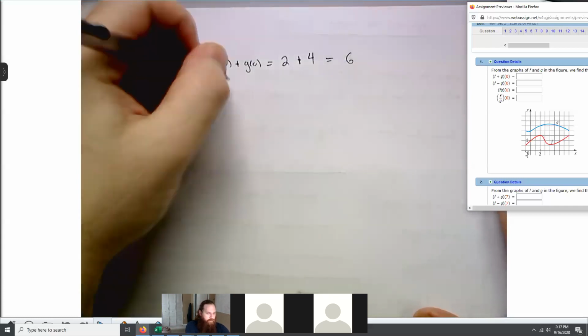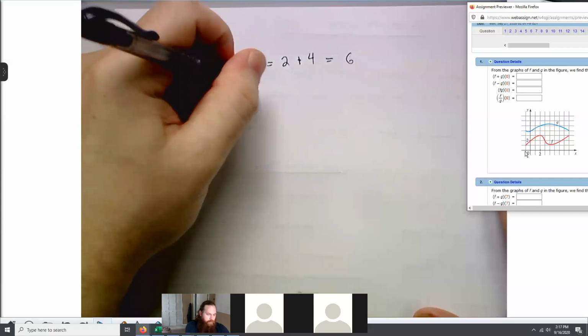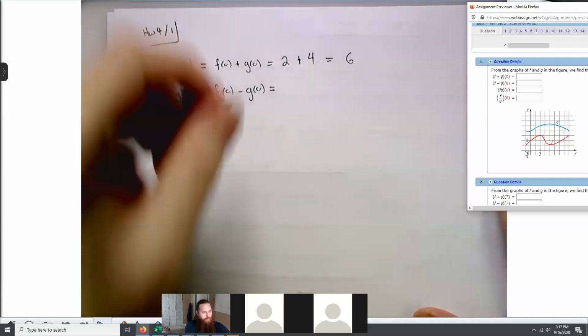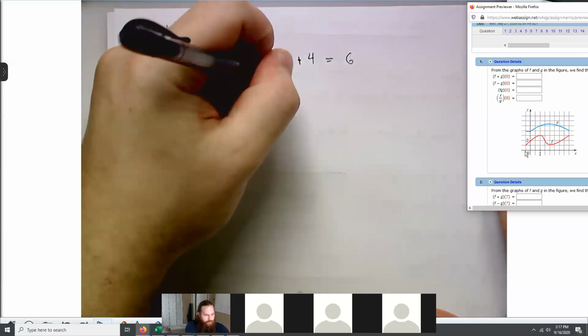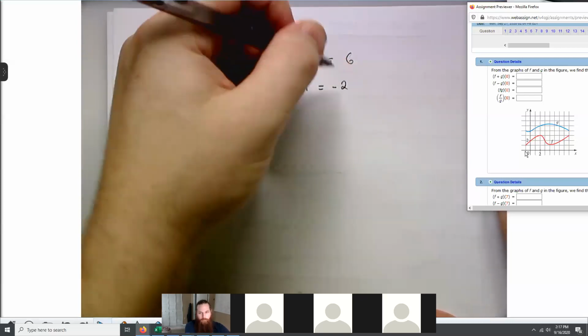What about f minus g of 0? Well, that should be f of 0 minus g of 0. F of 0 we said is 2. G of 0 we said is 4. So 2 minus 4, which is negative 2.